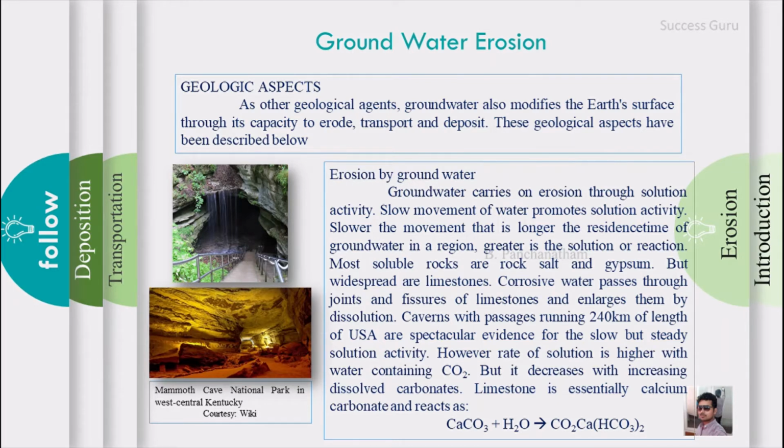Most soluble rocks are the rock salts and gypsum, but widespread is the limestone. So the corrosive water passes through the joints and fissures of the limestone and enlarges them by dissolution. The caverns with passages running say 240 km of length in the USA are spectacular evidence of the slow but steady solution activity. So that shows the power of groundwater. The left side image shows the Mammoth Cave, in central Kentucky, which is one of the world's largest caves, having a length of say 240 km.